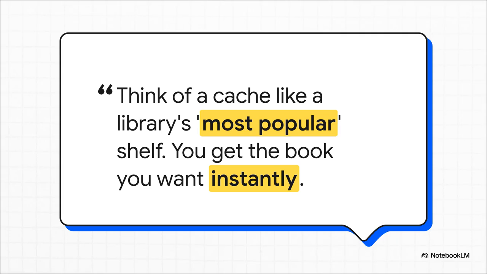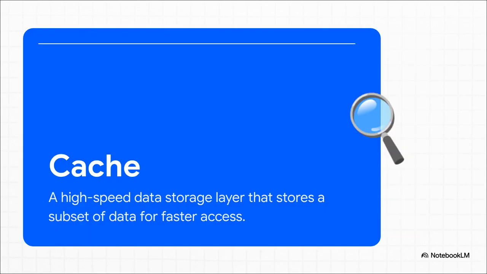This analogy just nails it. Instead of making our busy librarian, the main database, run to the back of the building for the same popular book over and over again, you just put a copy of it on a special, super fast, most popular shelf right at the front desk. And here's the more official definition. That most popular shelf is what engineers call a cache. It's a high-speed storage layer that sits right between you and the main database, holding copies of the most frequently asked for data, so it can be delivered almost instantly.